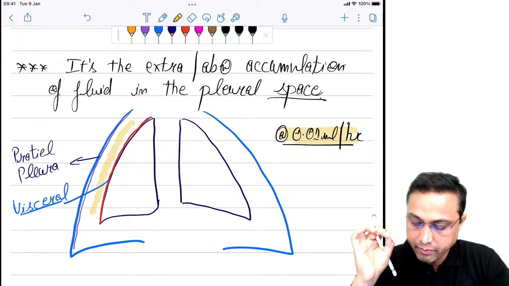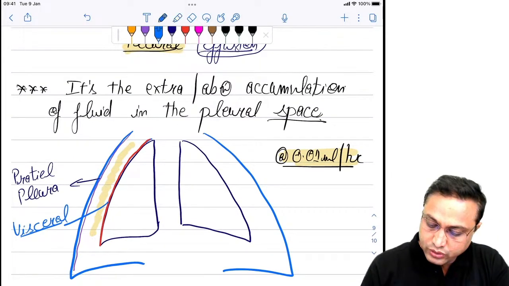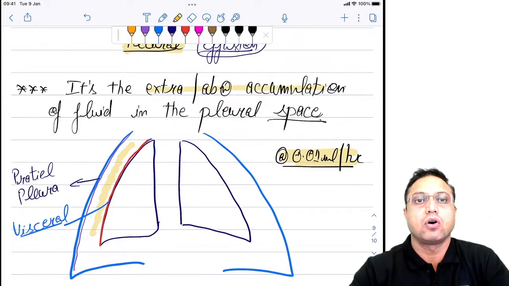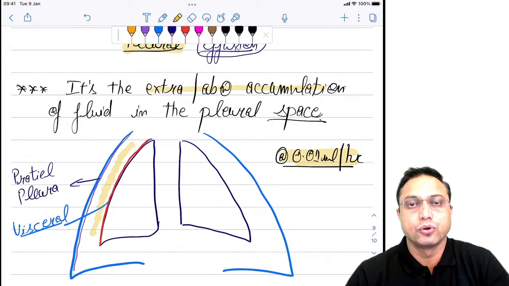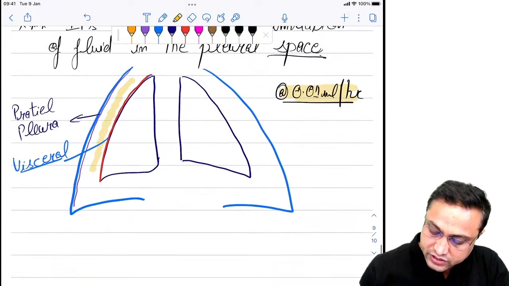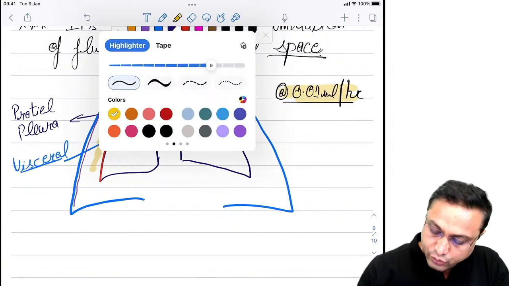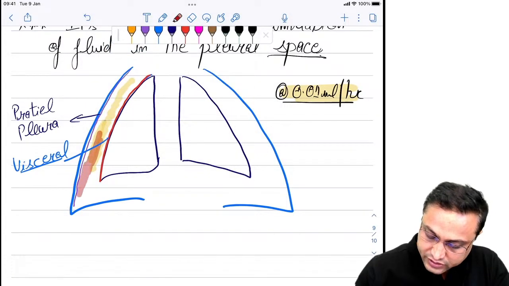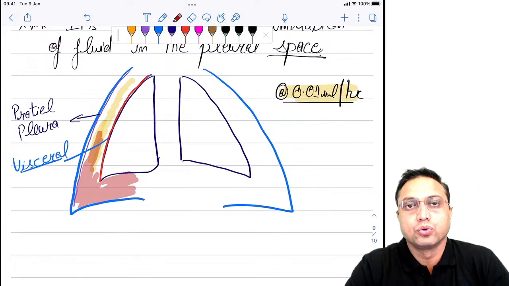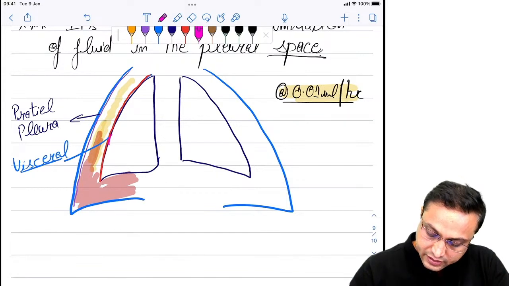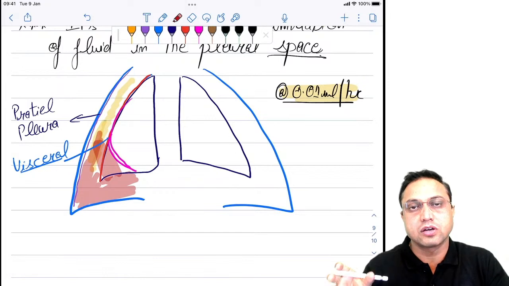Now, coming back to the definition, I have told you that it is the extra or abnormal accumulation or collection of fluid in the pleural spaces. So what does it mean, beta? It means when this fluid is extra accumulated and collects over here, it is going to compress the lungs, based upon how much fluid has entered. Now suppose that in pink color, the lung has collapsed. This is called compressive collapse.